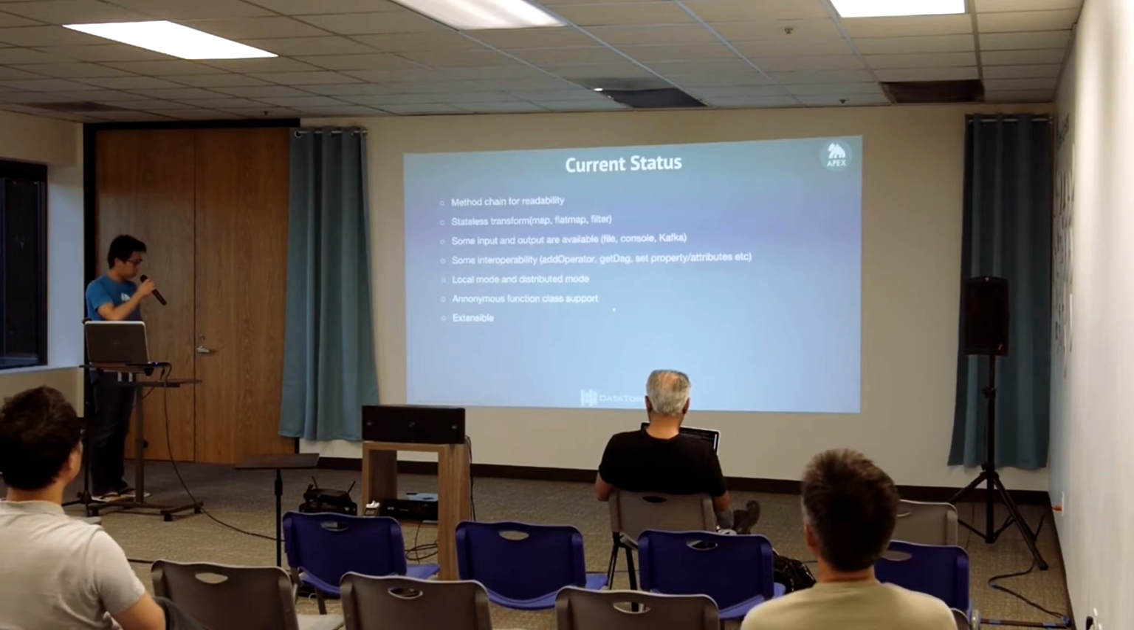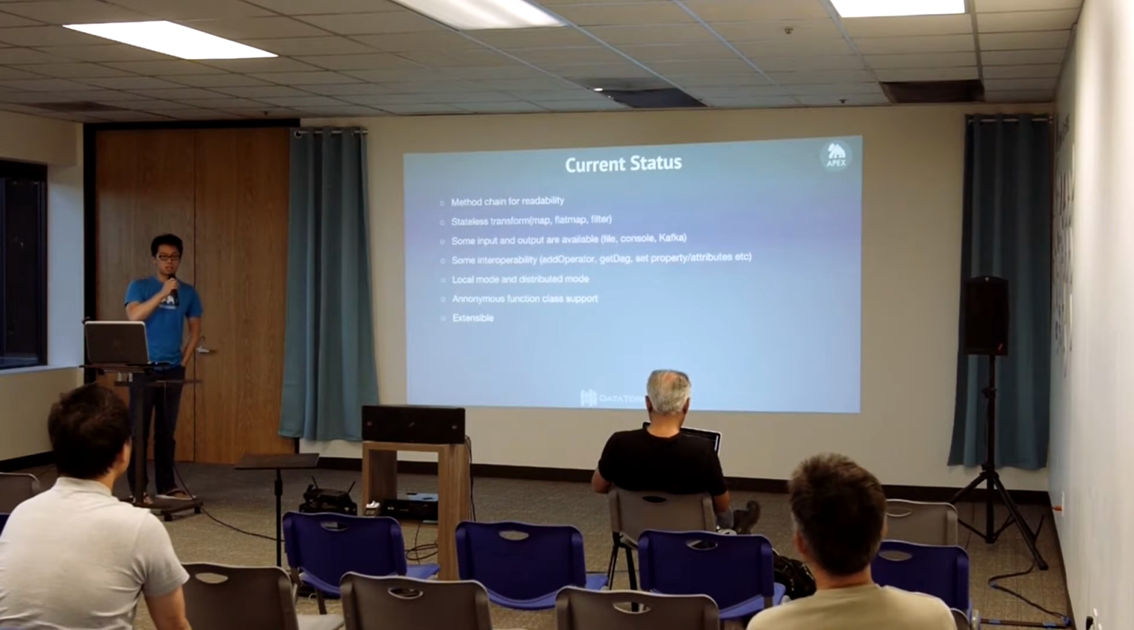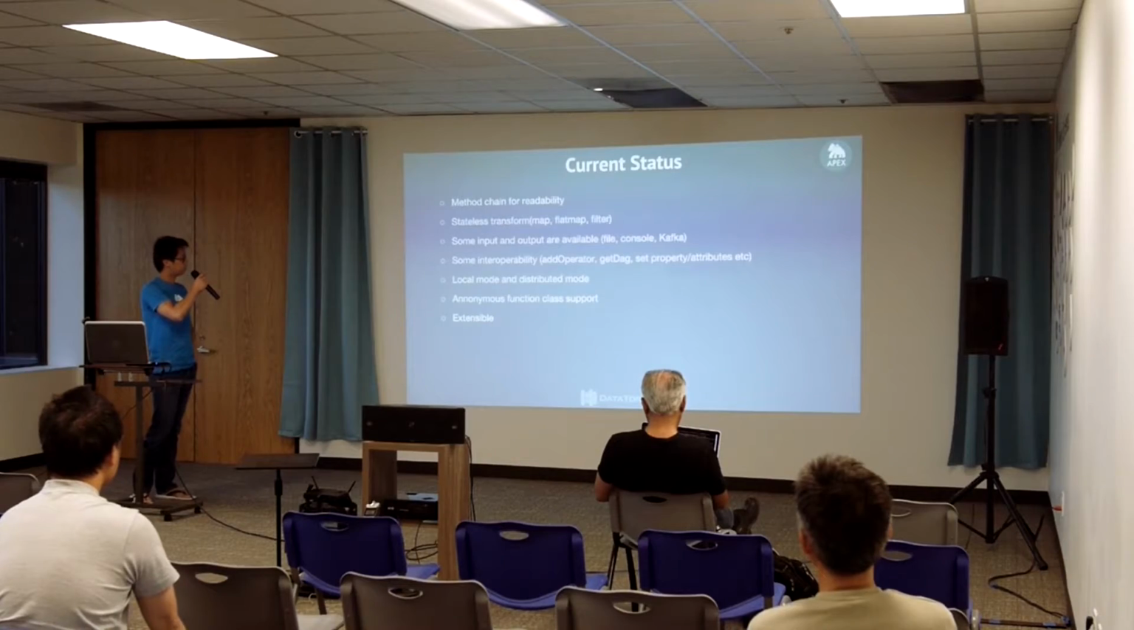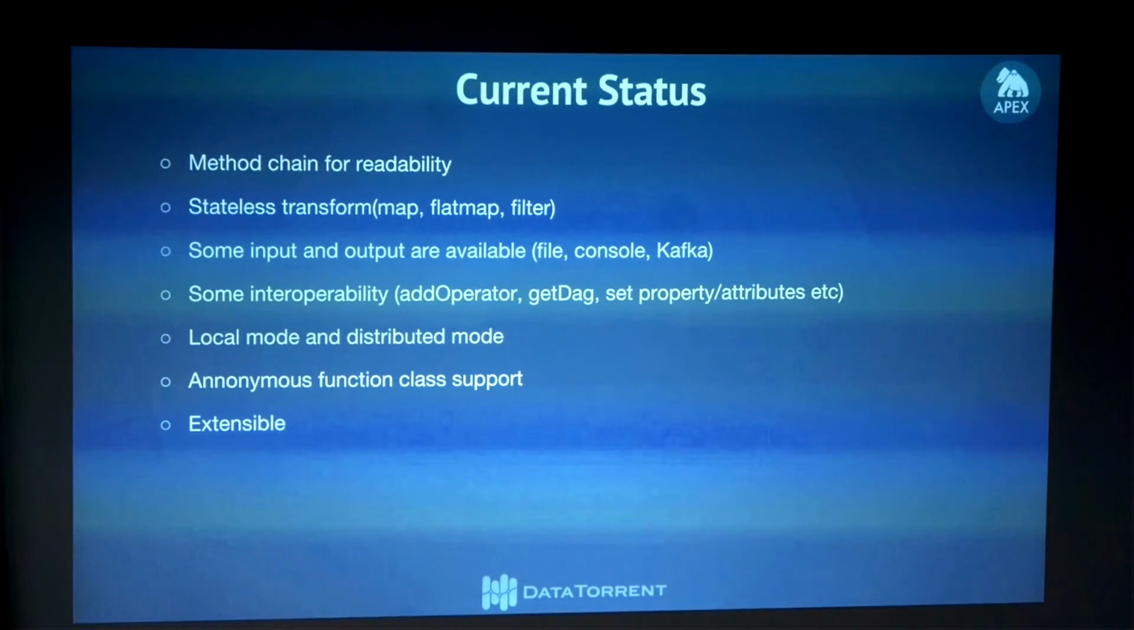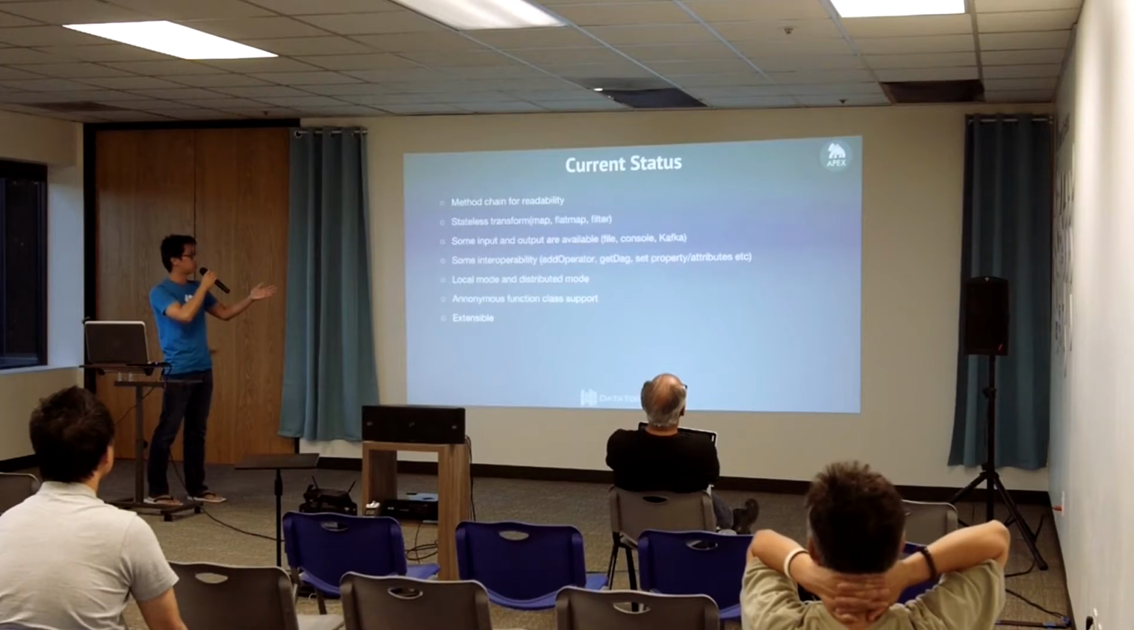Okay, so the current status of the high-level API. This is the status of what we have done in the first cut. In the first cut, we already made the message chain available for readability purposes, and we already support some stateless transforms like map, flatMap, and filter. Also, the current API is already able to do I/O with file system, HDFS, console, and Kafka.